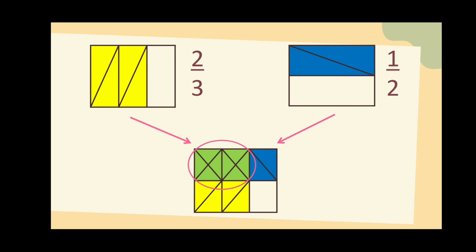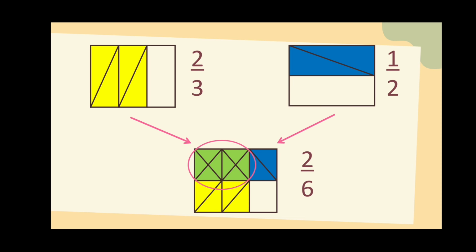The product is the number of parts na nag-overlap over the total number of parts. So, dahil meron tayong 2 parts dito na nag-overlap out of 6 parts. So, therefore, our product here is 2 over 6. Ngayon, ang 2 over 6 ba ay final answer na?